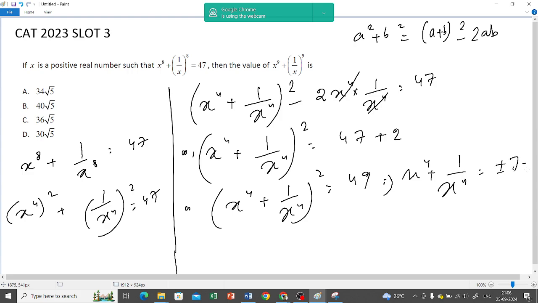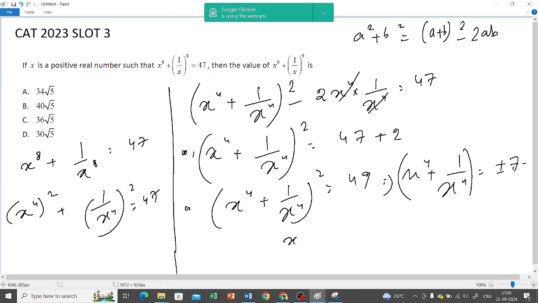So plus minus 7, right? Tell me, have you understood till here? Yes, sir. Okay. Now see, this thing can never be negative. Can this be negative? To the power 4 and also addition. Never. So plus 7 is the right one. Fine.